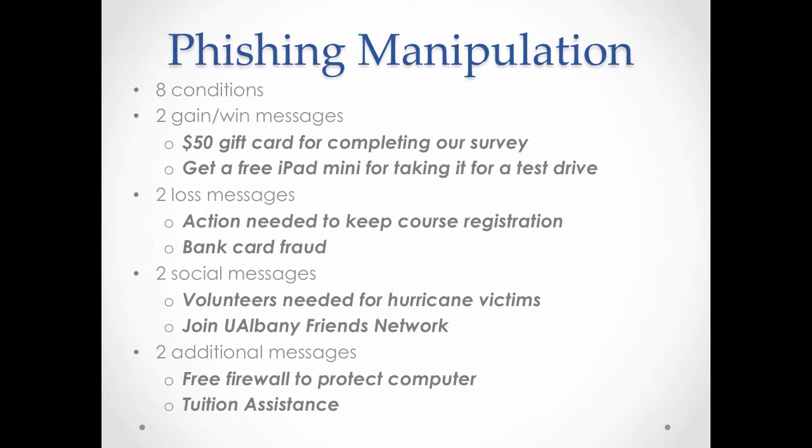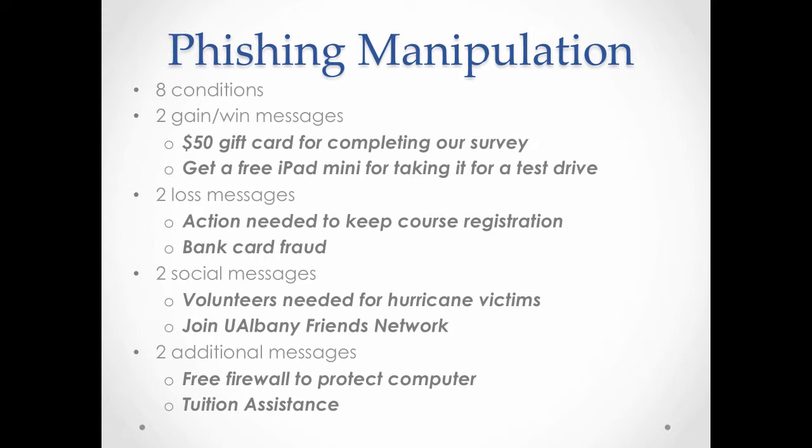We also had 2 social messages in there. One, volunteers needed for hurricane victims, looking at altruistic motives in people. One to join a UAlbany Friends Network. So those are our two social messages. And there are two additional messages, and I think they start out to be in the gain frame as well, but there are little nuances to them.